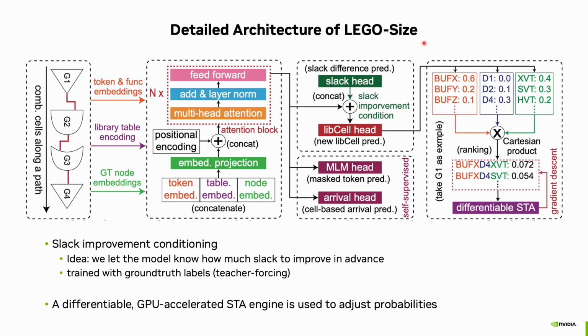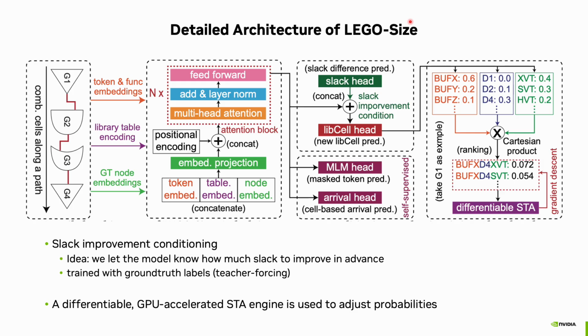The idea of slack conditioning is that during training, we let the model know in advance how much slack will be improved of the given timing path subject to the final achieved library cell. We imagine by having this information, the model should learn how many gates and how to size them to achieve the desired slack target. Note that during training, this slack conditioning is trained with ground truth labels in a teacher forcing manner, which means we put this label as input features to the model.